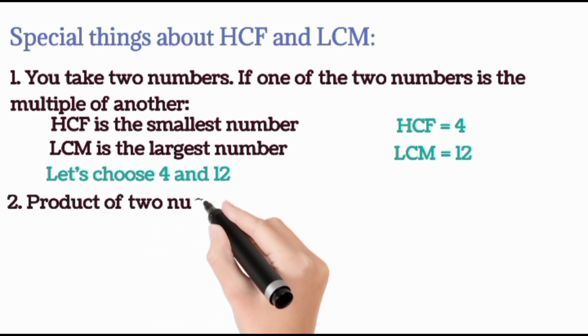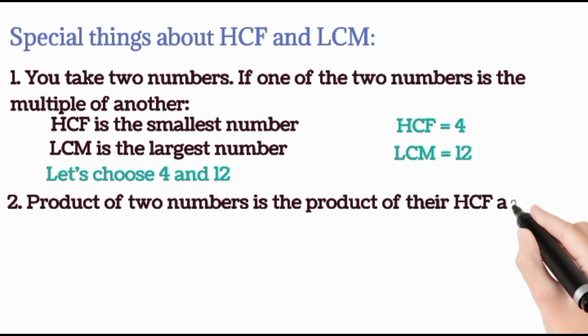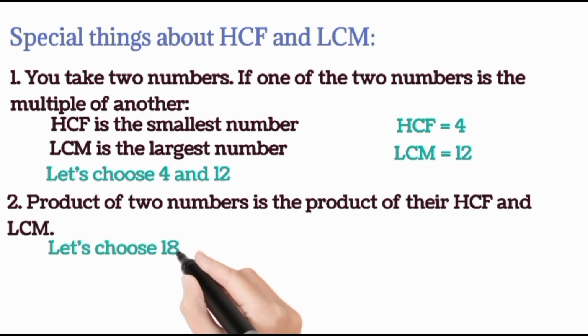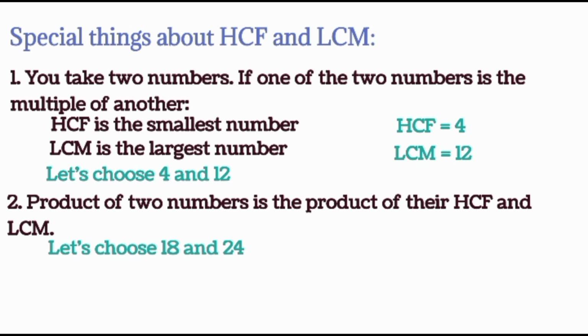Another special thing is that the product of two numbers is the product of their HCF and LCM. I'm going to choose 18 and 24 to verify this. According to the statement, the product of 18 and 24 should be equal to the product of 6 and 72, because 6 is the HCF of 18 and 24 and 72 is the LCM of 18 and 24. We calculated the HCF and LCM of 18 and 24 in my previous video, which you can check by clicking on the link that appears at your top right or is in the description box. Coming back to the statement, 18 times 24 is 432 and 6 times 72 is also 432.